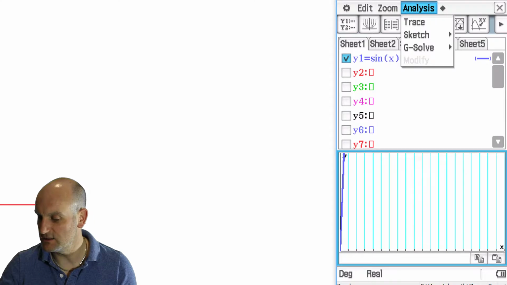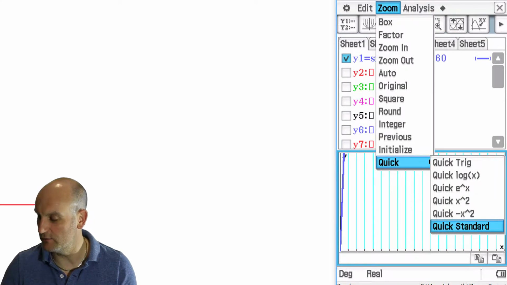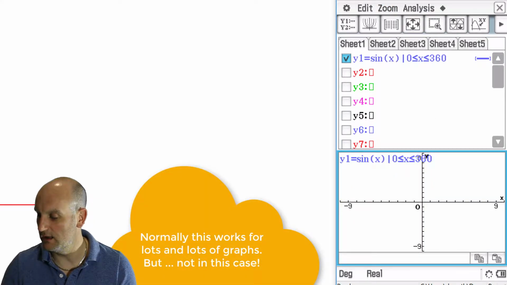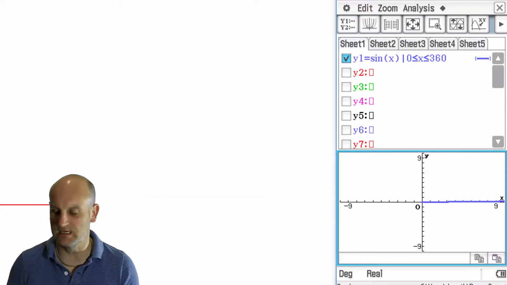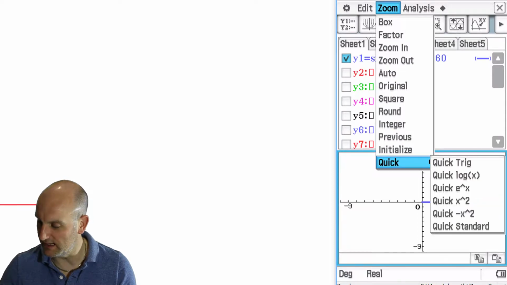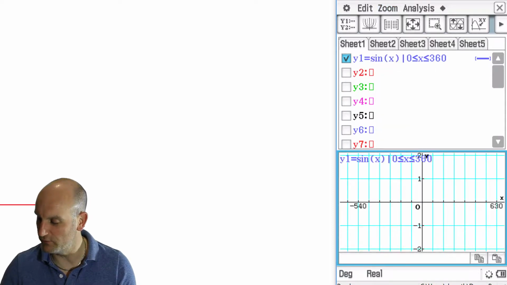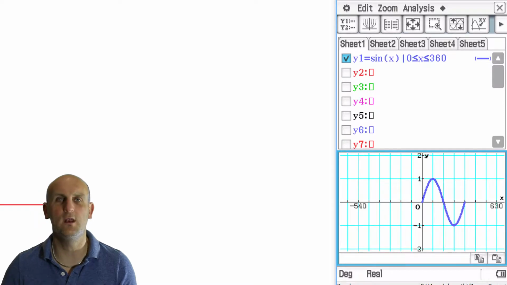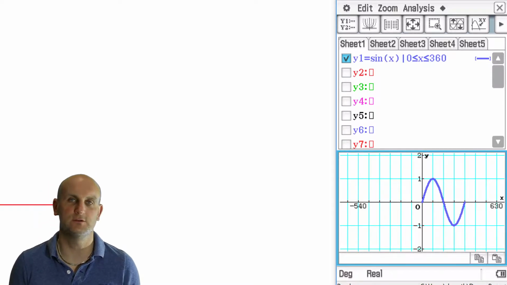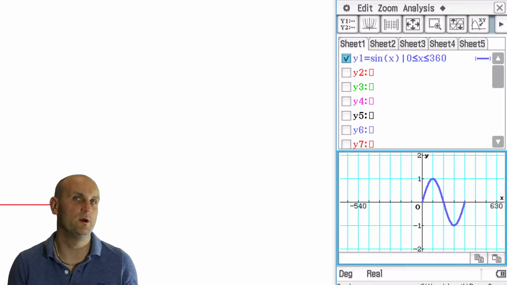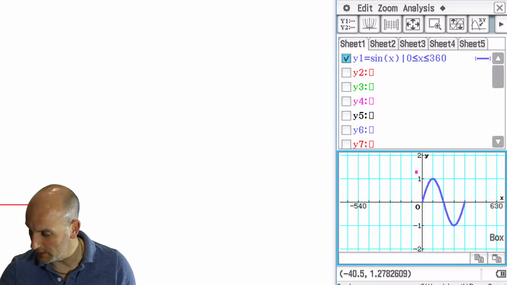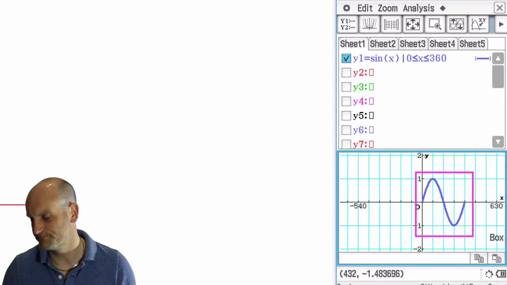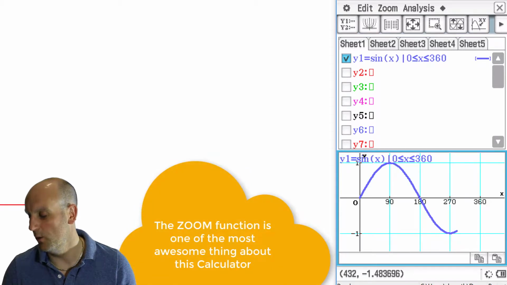For the TI Inspire, I can go zoom, quick, and I could do quick standard. But the problem is that actually doesn't help. What you notice now is I've just got this line along the bottom. What about if I go zoom, quick, and it says trig? What's going to happen with trig? And wow, ladies and gentlemen, that quick standard for trig was awesome because the calculator says, well, if it's trig, then I've got a rough idea of what it is you want to make it look like. I'm going to zoom in by drawing a box around my function. And lo and behold, what do we notice?